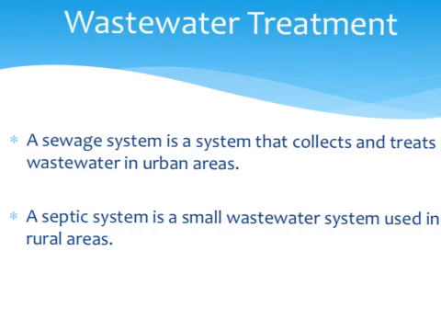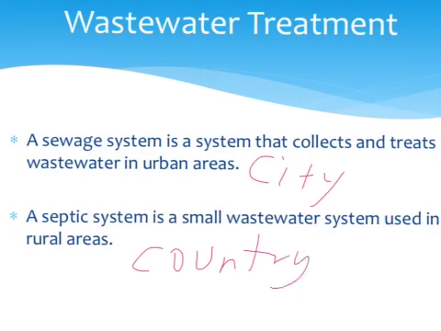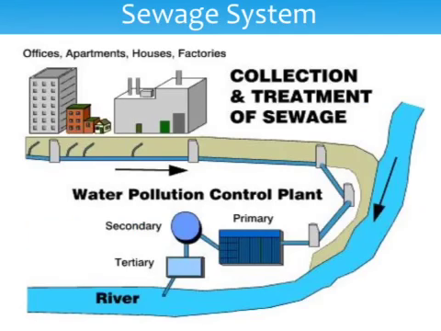Now, wastewater treatment is a little bit different. A sewage system is a system that collects and treats wastewater in urban areas. Now, that means places that are like a city. A septic system is a small wastewater system that's used in rural areas. That's out in the country. All right. So this is the diagram of a sewage system.